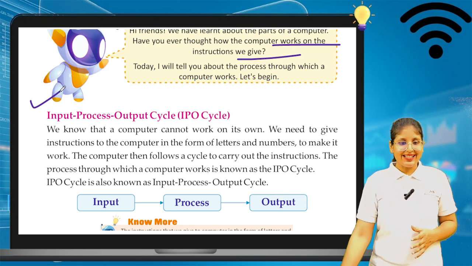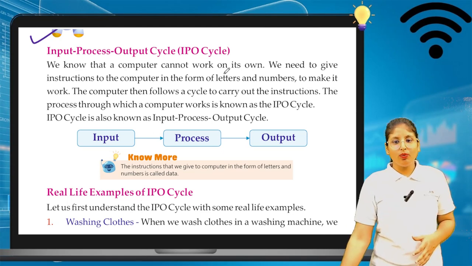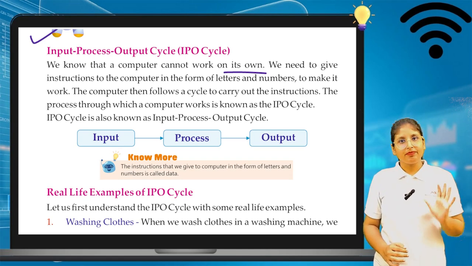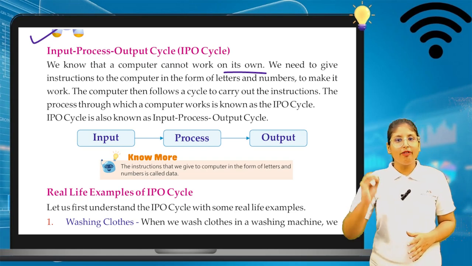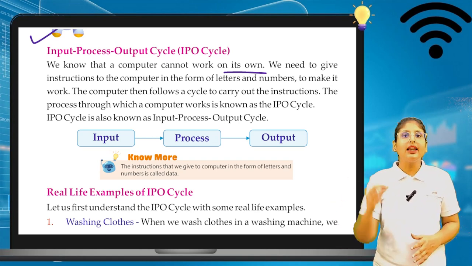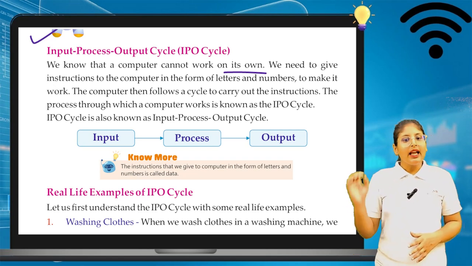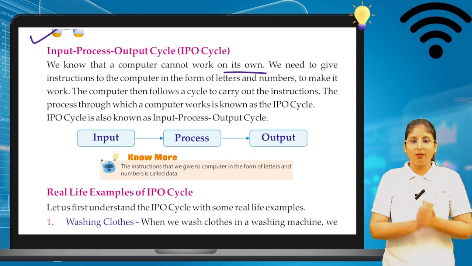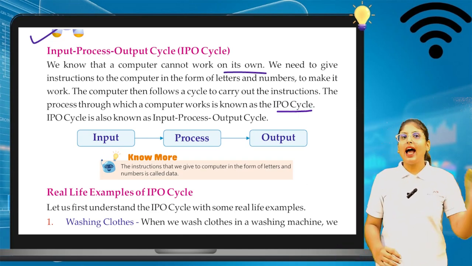We know that a computer cannot work on its own. You have to give a command, then only it can work. We need to give instructions to the computer in the form of letters and numbers to make it work. You can give a command by clicking, or by selecting letters. The process through which a computer carries out an instruction is known as the IPO cycle.